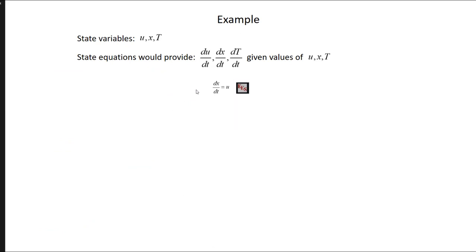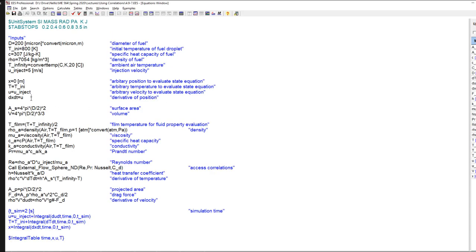The first state equation is actually really simple, and that is that dx dt, which is the rate of change of position with respect to time, is just u, right? So if I know u, I immediately know dx dt, right? And that's what I programmed right here. Okay, so dx dt is equal to u.